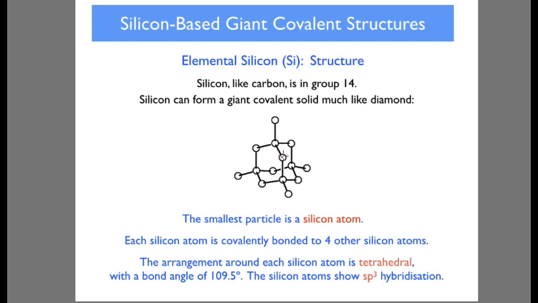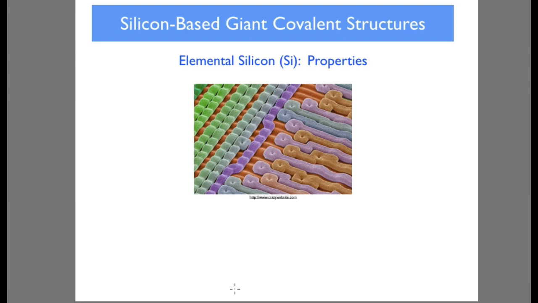I'll show you that. 1, boom, boom. There we go, tetrahedral. The bond angle of 109.5 again, and this should be starting to sink in. You should know that tetrahedral structures have an angle of 109.5, and the silicon atoms show sp3 hybridization.